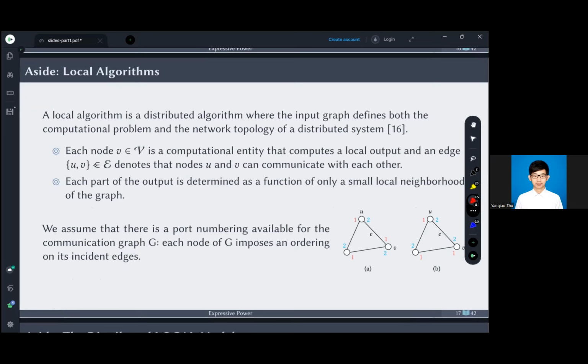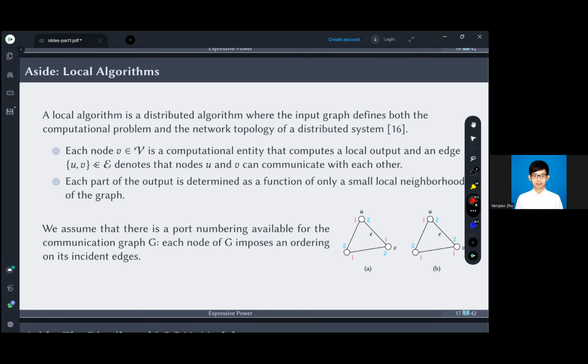There is a very large kind of distributed algorithm called local algorithms. A local algorithm is a kind of distributed algorithm where the input data defines the computational problem itself and the computational path or the network topology of a distributed system. So this local algorithm will process input regardless of its size. Unlike in usual cases, for example, when we give you an array of size n and you want to sort it, the time complexity will be O(n log n), right?